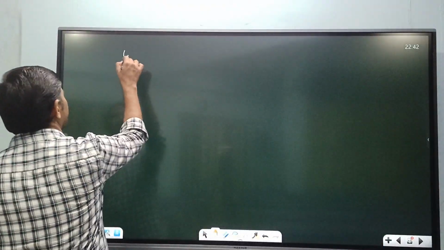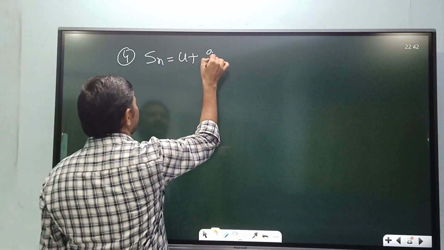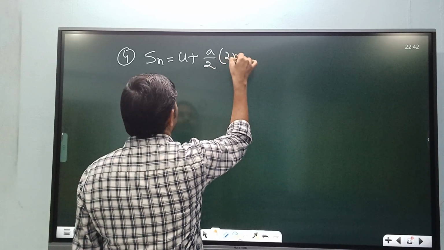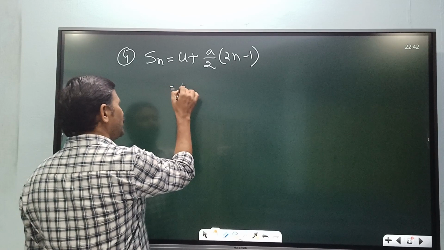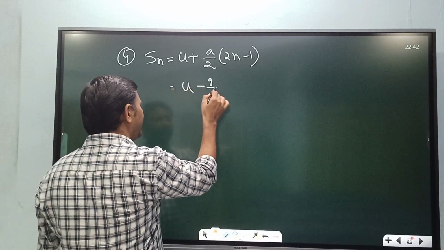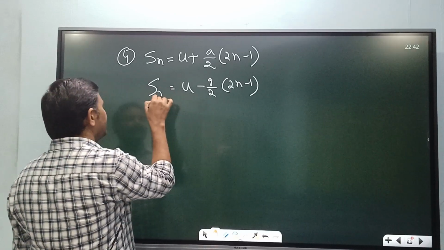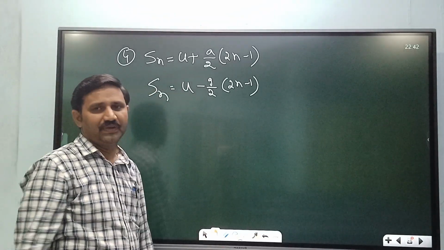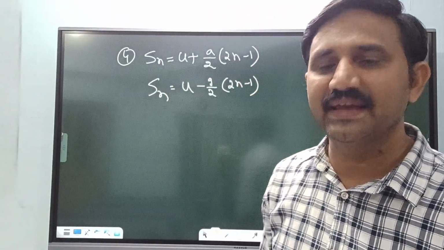Fourth equation of motion for this case: Sn is equal to U plus A by 2 into 2n minus 1. So here U is U only, minus G by 2 into 2n minus 1. This is the displacement of the body at the end of nth second.